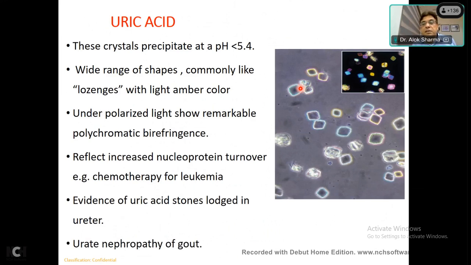So this is a uric acid crystal. So these are rhomboid forms. You can also get sheaves and other things, and they are like lozenges. You can see a very nice structure to them.